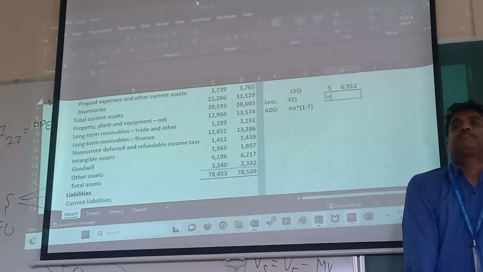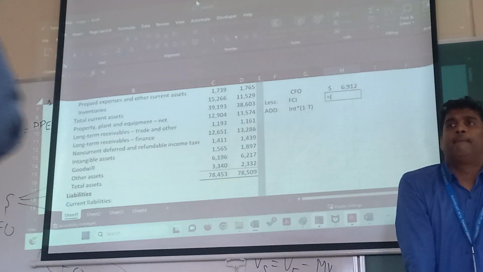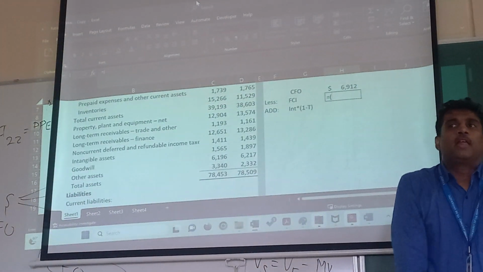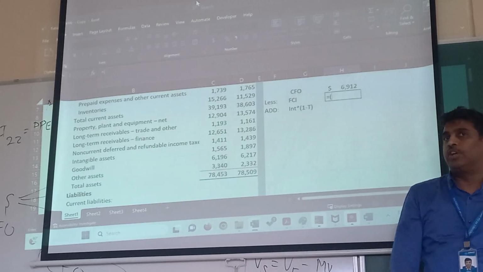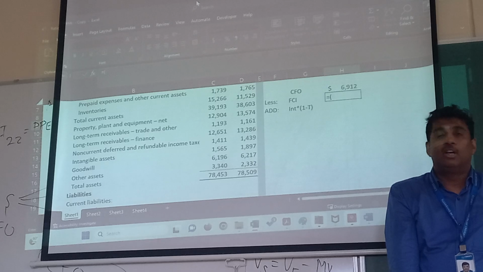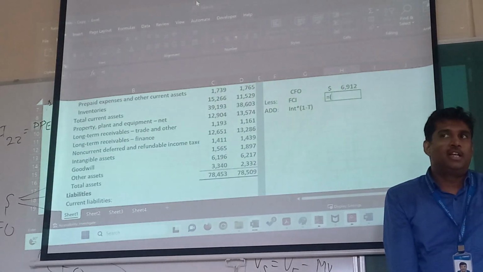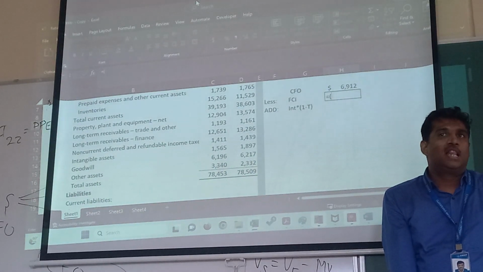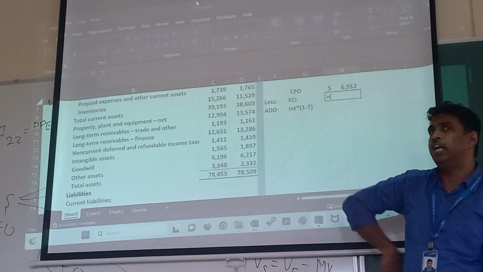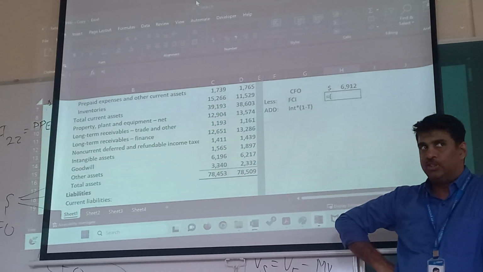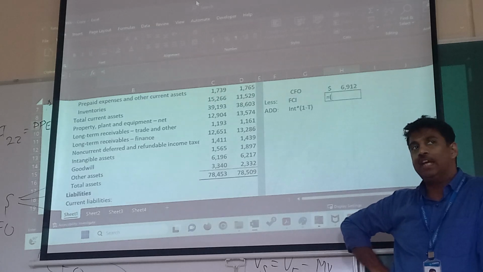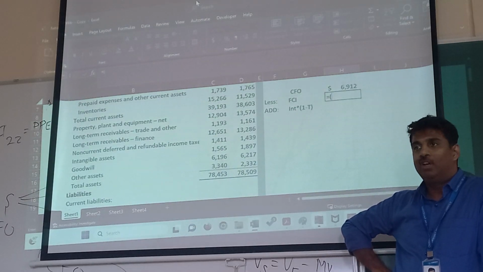One minute guys. All of you. In free cash flow, do you take the net or the gross property, plant and equipment? Net or the gross? Because what are you finding? The fixed capital investment. How do you find the fixed capital investment? If you take the difference between the net property, plant and equipment, will it be alright?